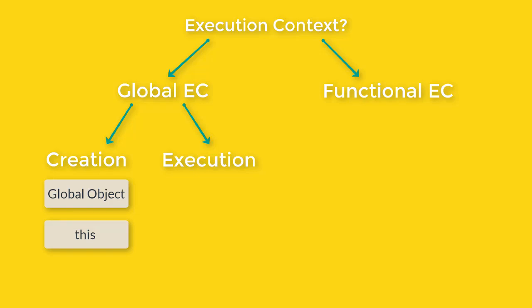Also, a variable environment space is allocated in memory for variables and functions. And finally, undefined gets assigned to all variable declarations, and function declarations get stored in memory. This process of variable initialization in JavaScript is often called hoisting. Then we move to the execution stage, where the JavaScript engine executes the code line by line.